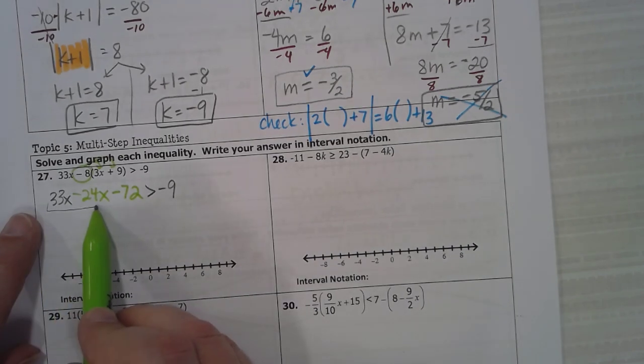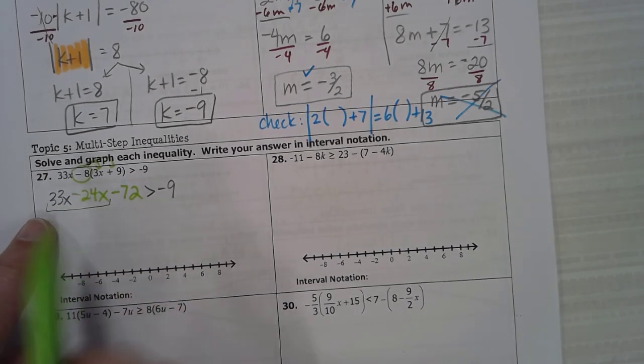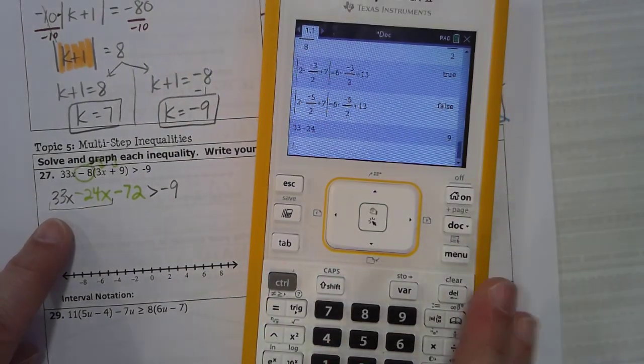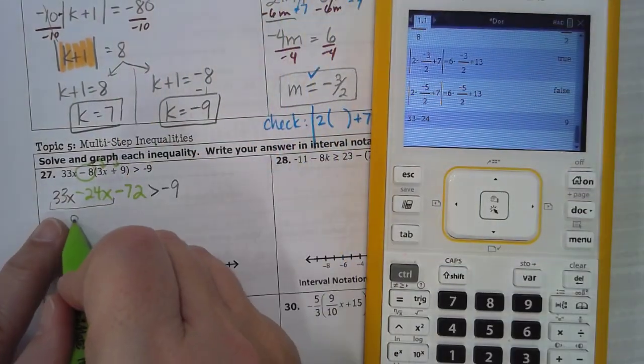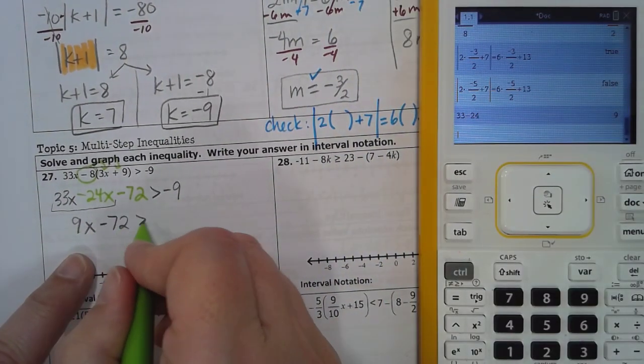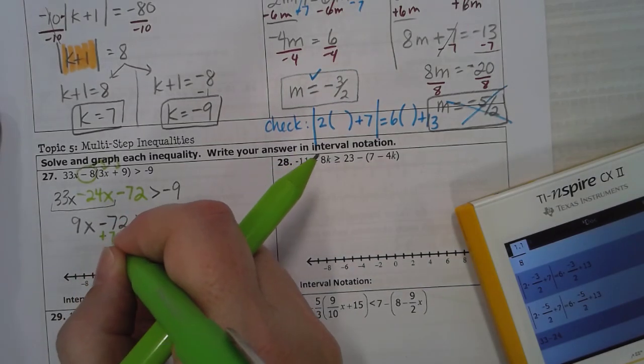Combine some like terms over here. I have two x values. They are right beside each other. So I'm just going to combine them together. 33 take away 24 makes 9x. Leave the minus 72. Now move the 72 over, plus 72.